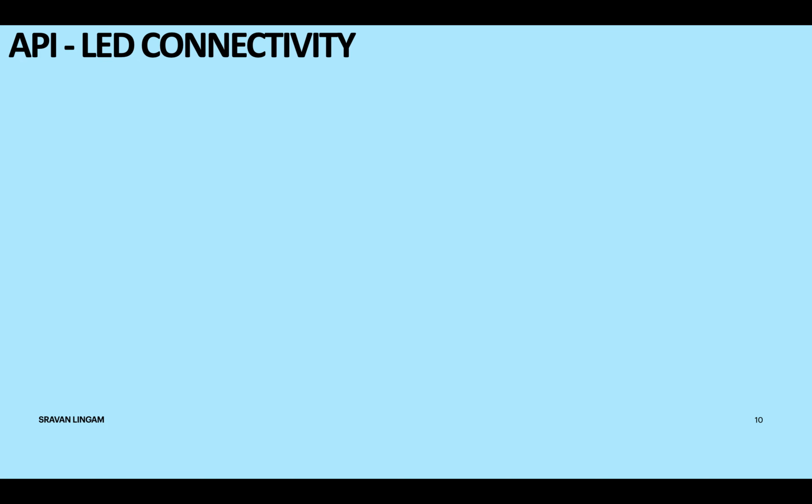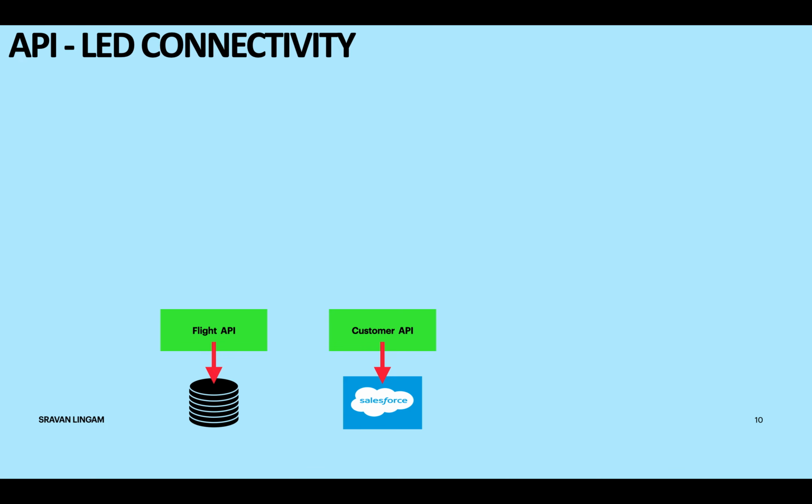Now let's see a small example, taking a business scenario. We all know that we use apps to book flights, get the itinerary of the flight, and get notifications. So let's see how it works in API-led connectivity. Imagine that you have a flight API, which contains flight information or airlines data, in a database. And then we have a customer API, which has customer information in Salesforce.